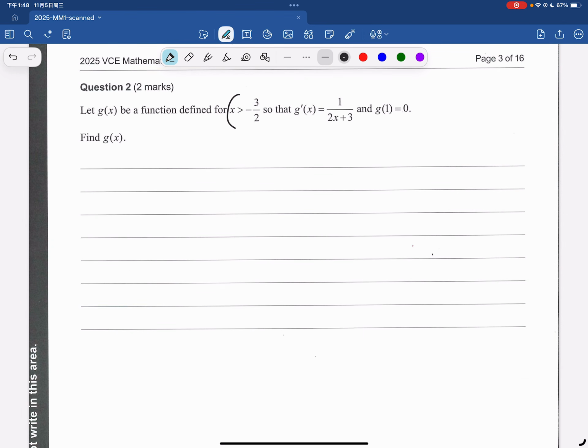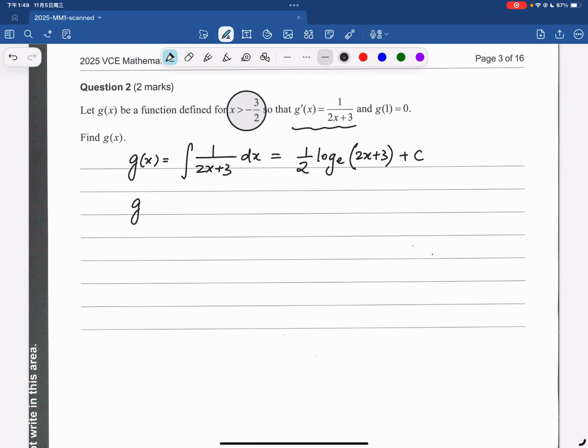Question 2, notice the domain restriction is x greater than minus 3 over 2. When you antidifferentiate this reciprocal function, you get a log function. So g of x is the integral of 1 over 2x plus 3 dx. Don't forget about the dx. You get a half log e of bracket 2x plus 3, plus c. Therefore, you can sub in g(1) equals 0 to find the integration constant c.